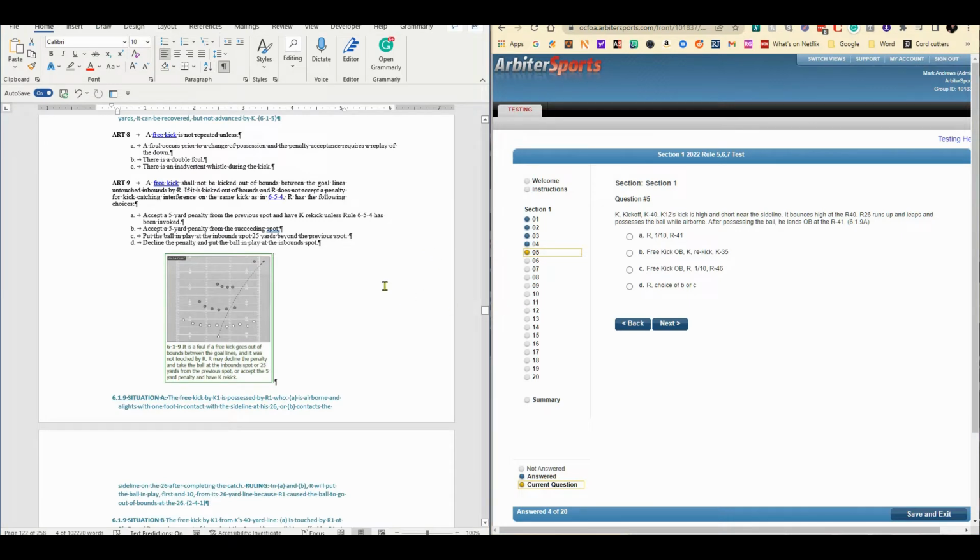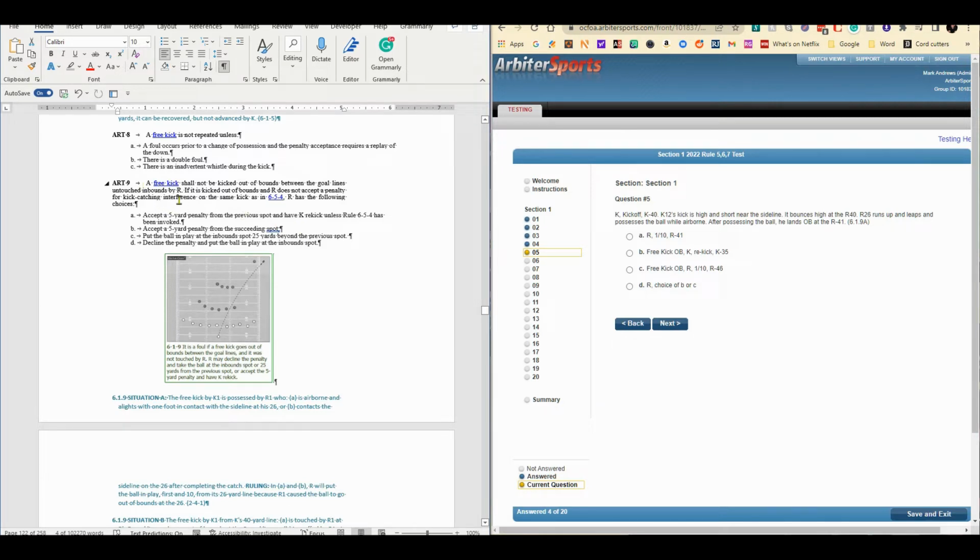Question number 5. Kickoff, the K40. K12's kick is high and short near the sideline. It bounces high at the R40. R26 runs up and leaps and possesses the ball while airborne. After possessing the ball, he lands out of bounds at the R41. And we have a casebook reference of 619A. I'm not sure why we don't have a rule book reference of 619.